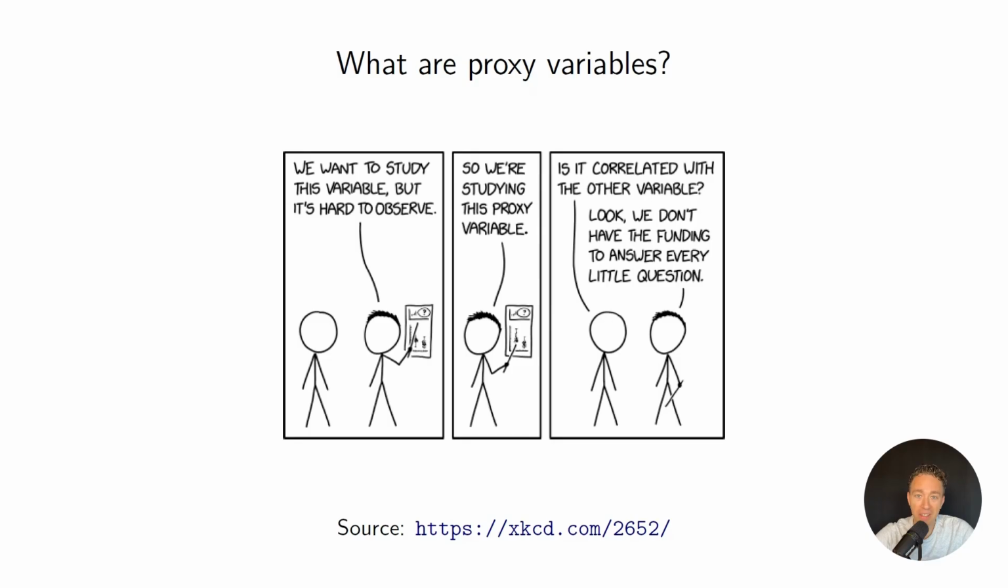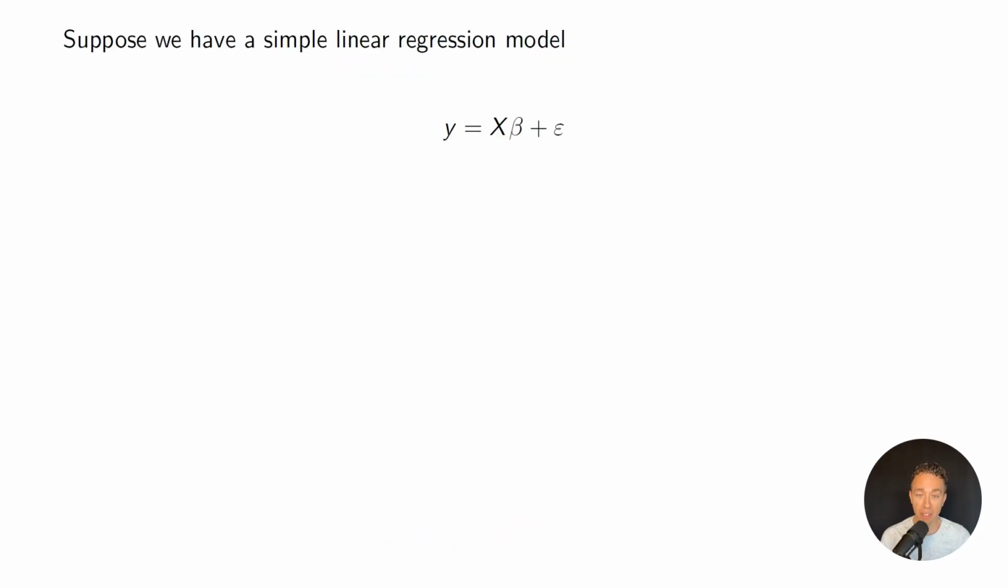So the joke being that whether the proxy is actually correlated with the other variable is actually the most important part of this analysis. And then the other scientist is shrugging that off and saying, well, we don't have the funding to answer the primary question of our analysis. So that's just a little bit of humor. And let's get into the econometrics now.